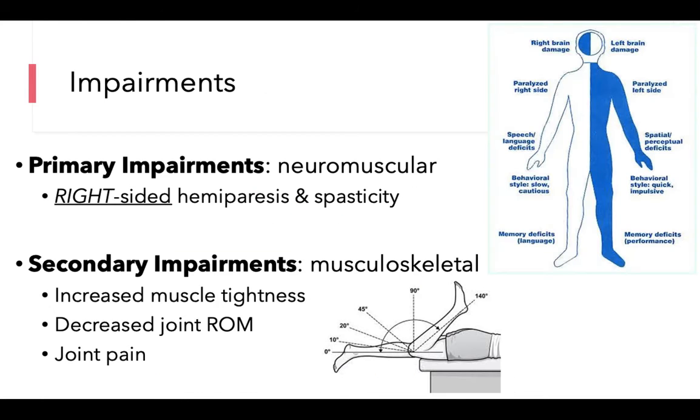Due to the nature and location of her CNS damage, this has led to two primary neuromuscular impairments: right-sided hemiparesis and spasticity. And remember, since her damage was on the left side of her brain, these are going to be exhibited on the right side of her limbs. Additionally, these primary impairments have now led to secondary musculoskeletal impairments, such as increased muscle tightness, decreased joint range of motion, and joint pain.